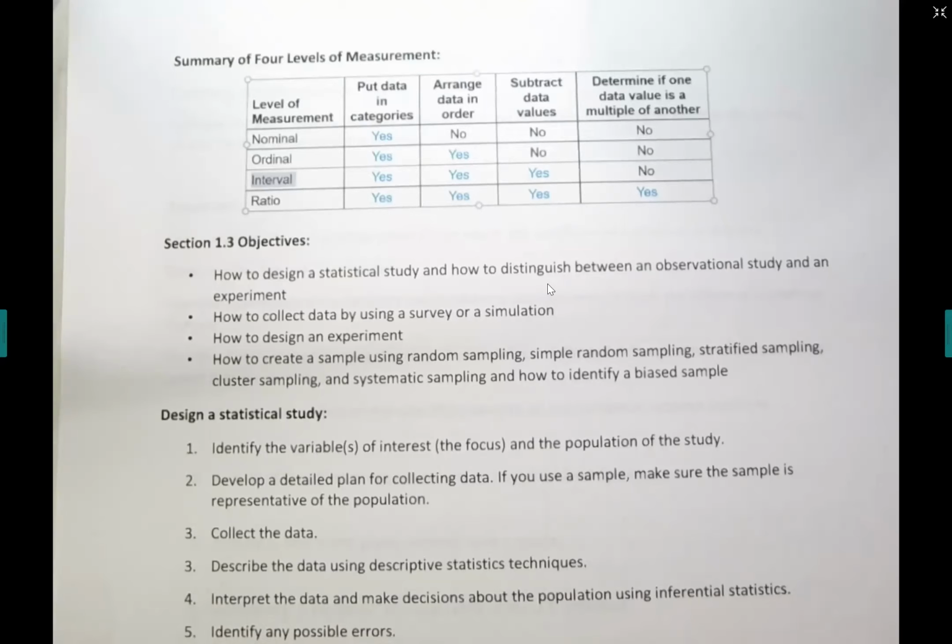In any data that you collect, guys, there are going to be errors because you're using a sample, you're not using the entire population. The only way to be almost 100% accurate with your inference is if you interview or collect the entire population, which is not possible.